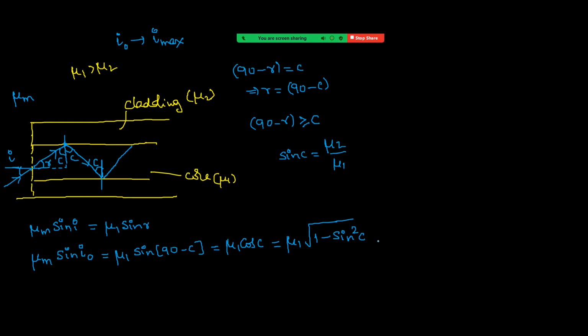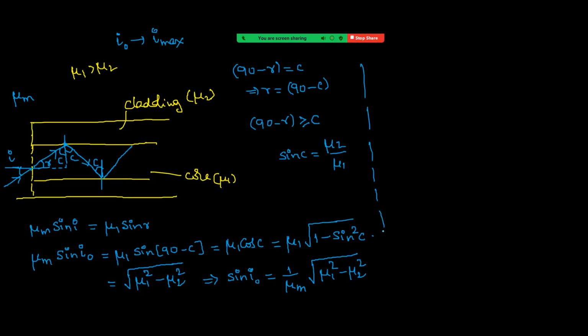Okay. Substitute that here, then see what we get. Sin C is mu 2 by mu 1, so mu 2 by mu 1 whole squared. So we are going to get square root of mu 1 squared minus mu 2 squared. Okay. So that implies, see what sin i naught is. That is equal to 1 by mu of the medium into square root of mu 1 squared minus mu 2 squared. And in this, sin i naught is known as the numerical aperture.